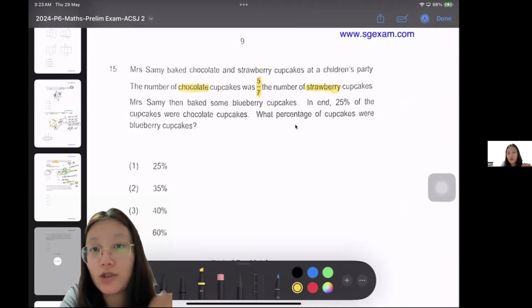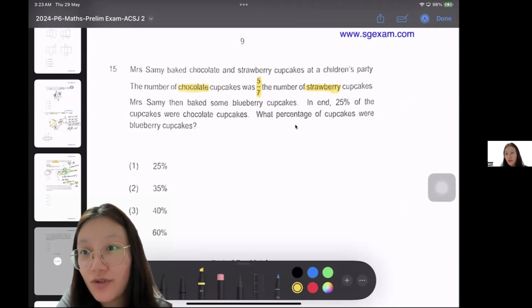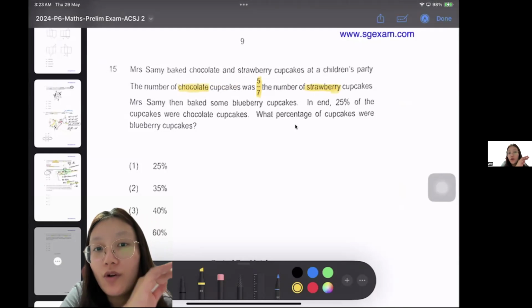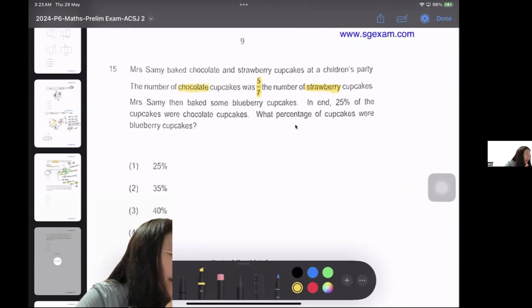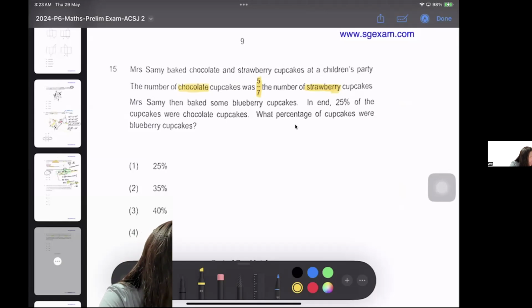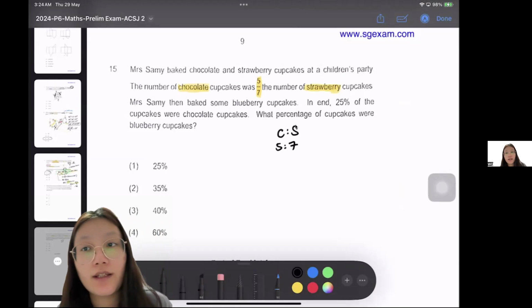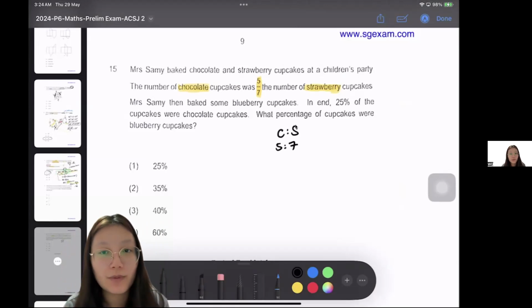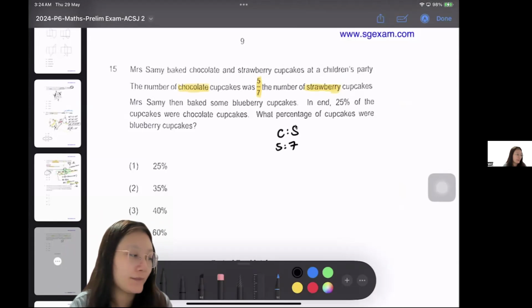That means when you compare the chocolate, okay, the number of chocolate is 5/7 the number of strawberry. What that means is when you compare the chocolate to the strawberry, it is 5:7. Okay, 5/7. So what you can do is you can actually write this in ratio form first. So as you're reading, you're also writing it down. Okay, chocolate is to strawberry is 5:7. Okay, chocolate is the one that has less. So you need to be able to convert the fraction into a ratio first.